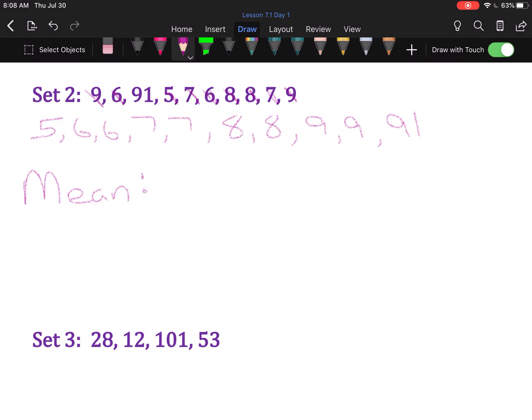So for mean, remember, we add up all the numbers, and I'm using a calculator this time. 5 plus 6 plus 6, plus 7 plus 7, plus 8 plus 8, plus 9 plus 9, plus 91. That's 156. And we divide that by the number of numbers. There are 10 numbers here. So that is, to one decimal place, 15.6. That one's nice. It just stops.